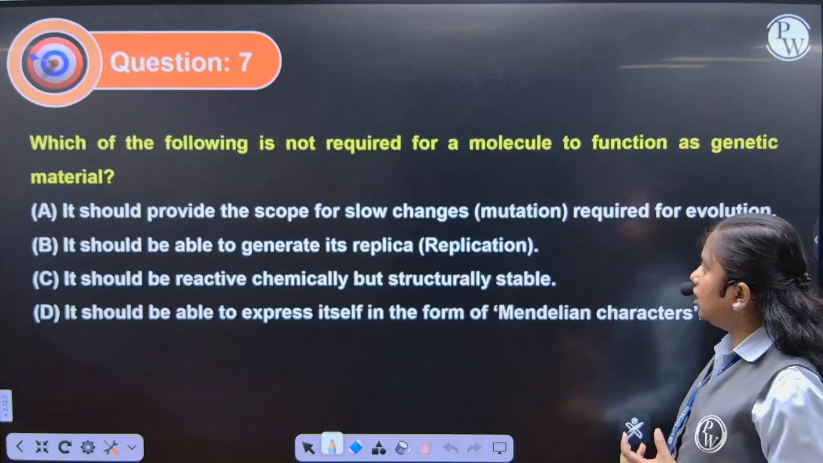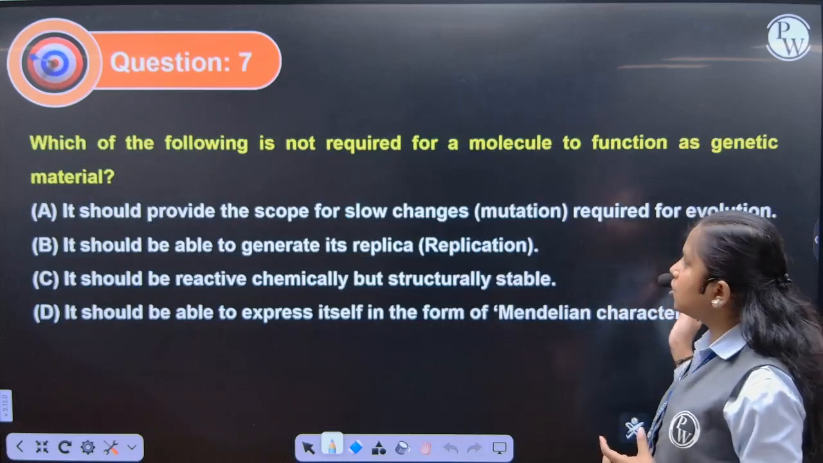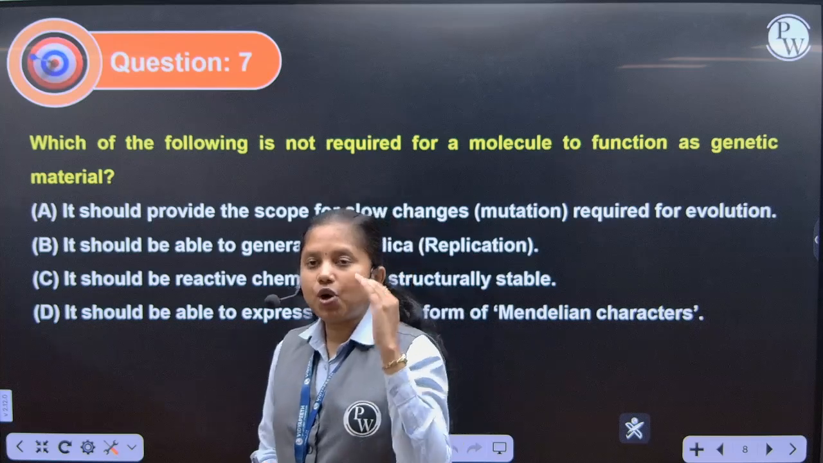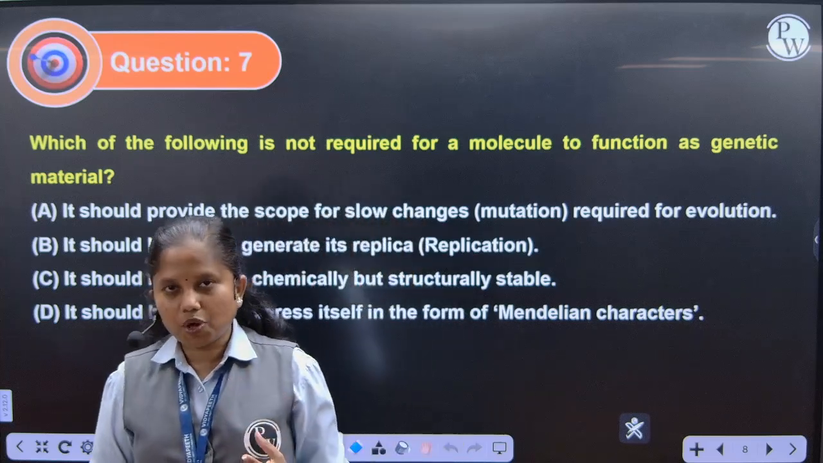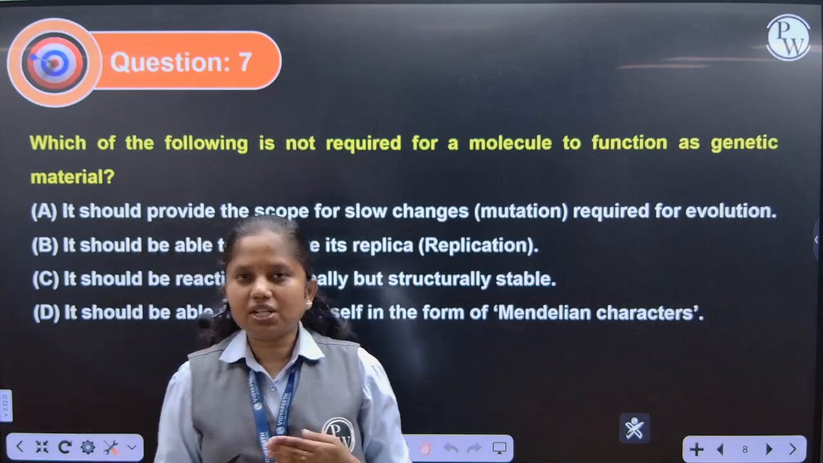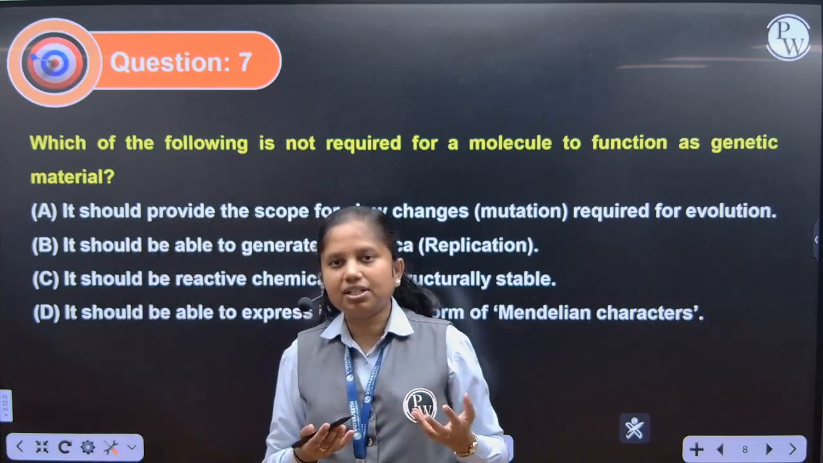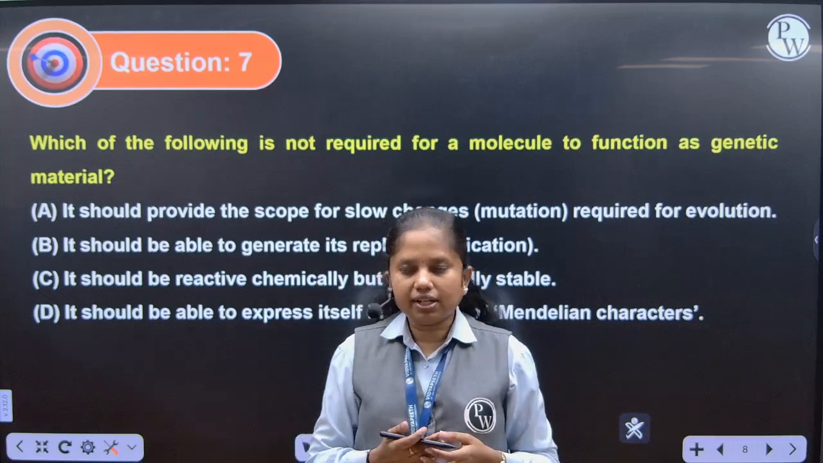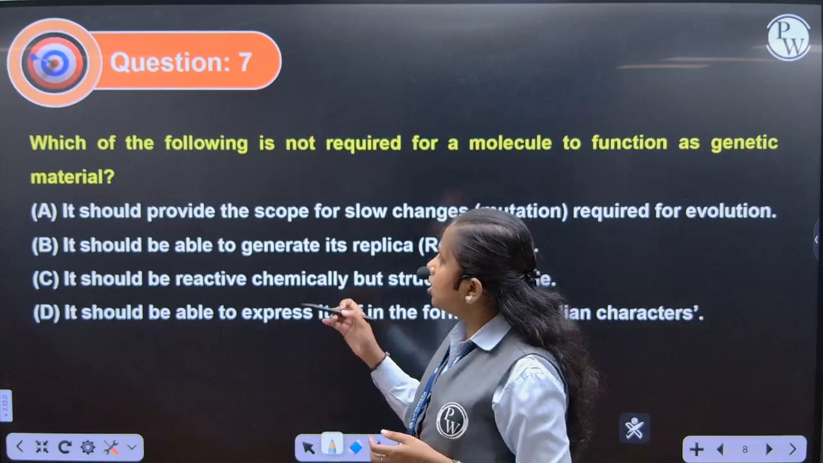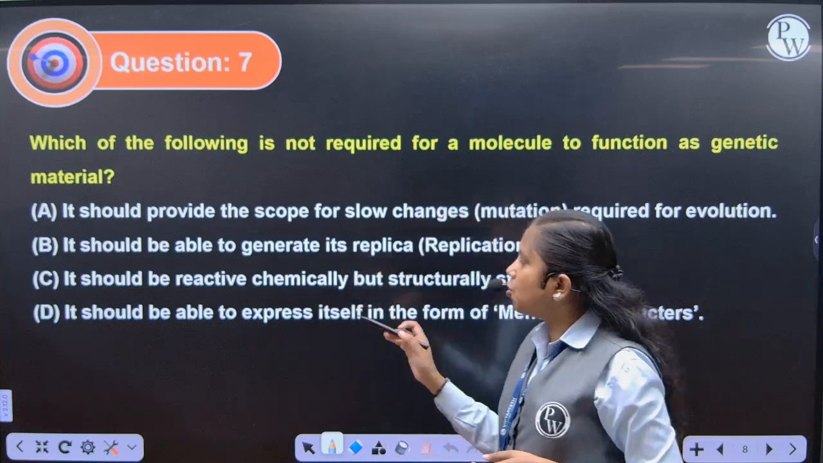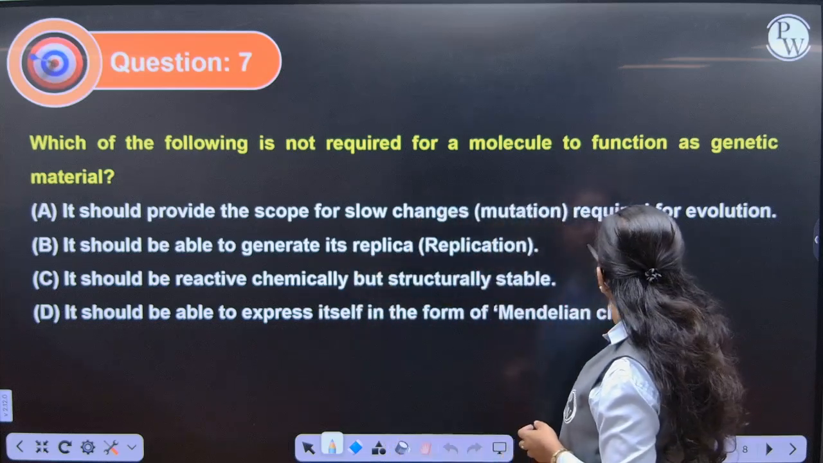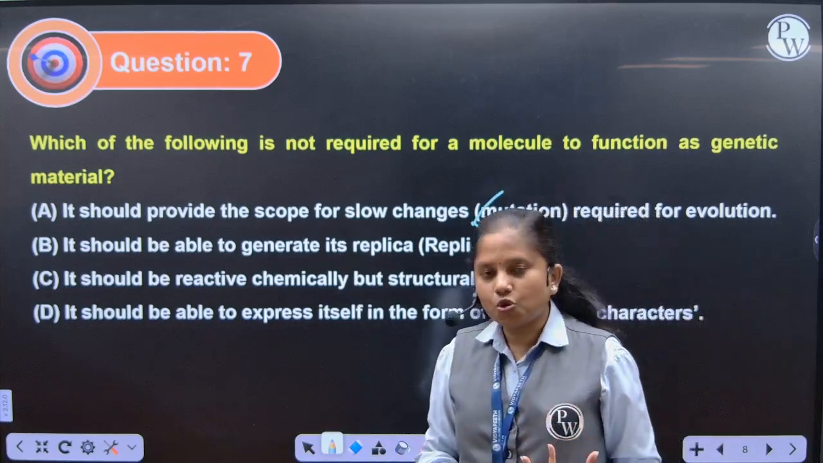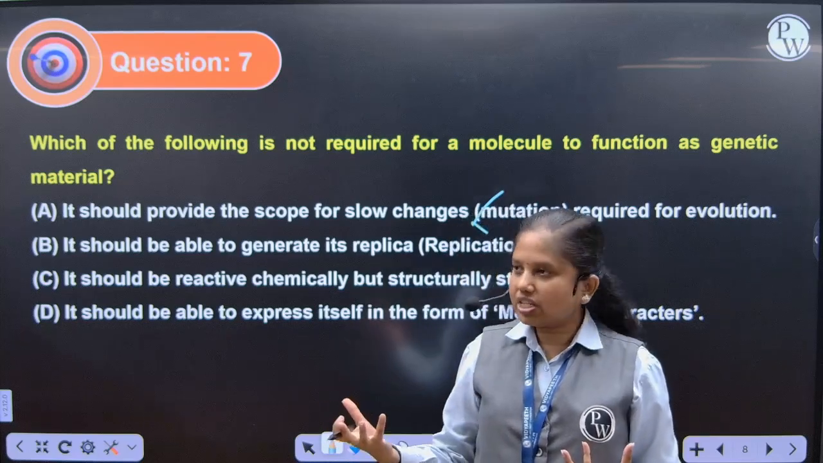Next, which of the following is not required for a molecule to function as a genetic material? See, in molecular basis of inheritance, we have properties of genetic material where 4 properties have been mentioned, where we see which is the best fit for a genetic material. Is it DNA, how it works as fulfilling the characteristics. Similarly, RNA, how it fulfills the characteristics. So here the first option says it should provide the scope for slow changes, mutation required for evolution. Yes, correct. Where we see DNA undergoes slow mutation, whereas RNA undergoes faster mutation.